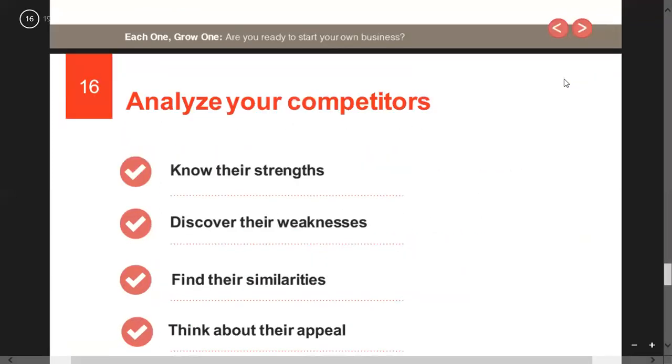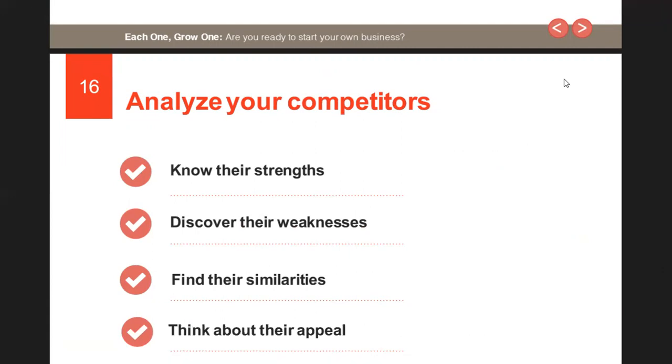Okay, and analyze your competitor. Yeah, we must study the weakness and strength of our competitor. If we don't know the strengths and weaknesses of them, we know only ourselves and we don't know about the other, so you can have a problem with the business.